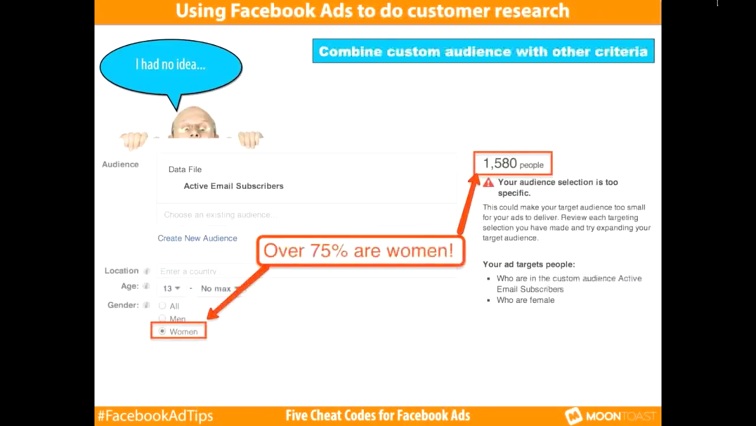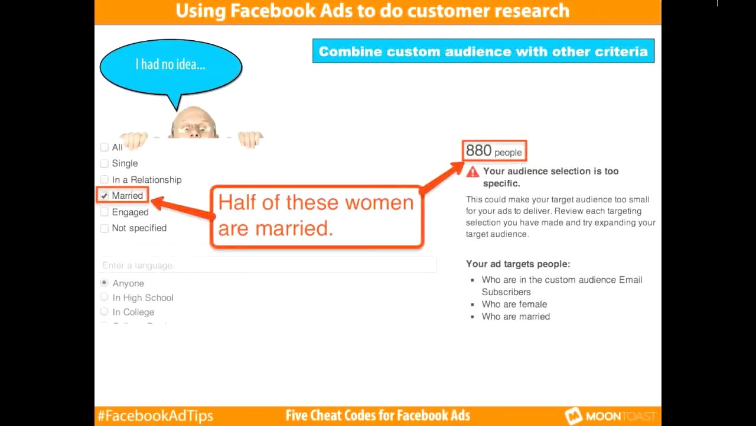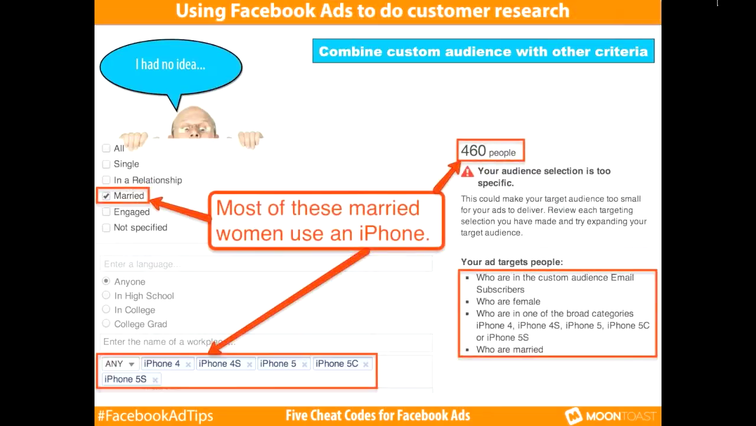But it doesn't stop there. You can say, oh, well, of these women, half of them are married. Okay, half of our female customers are married, and half of those women who are married use an iPhone. These are just examples. You can combine any precise interests with these other criteria. You know, relationship status, do they have kids? There's so much information in Facebook ads.